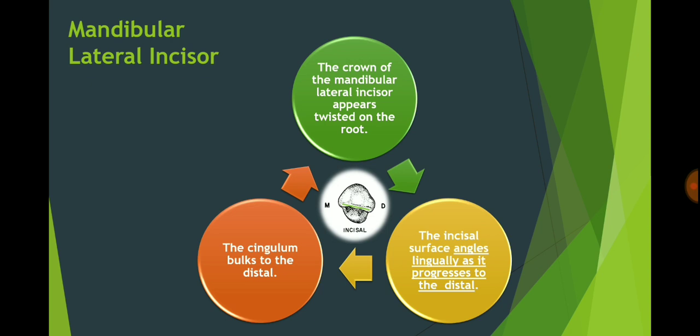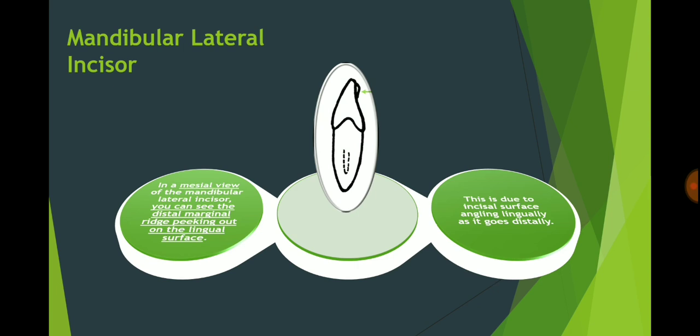So as you can see, the distal aspect is almost leaning to the distal and to the lingual. And the cingulum of the mandibular lateral incisor bulks to the distal. The cingulum bulks to the distal. All right, so this is the lateral incisor.